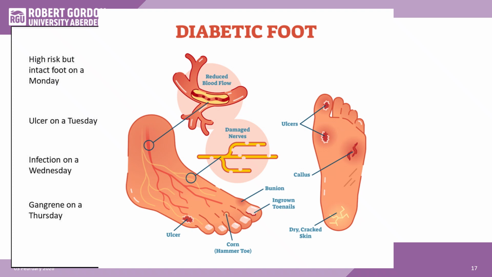So high risk, in fact, this potentially could occur very rapidly within a week, according to the slide. So if high risk but intact foot on the Monday, if they didn't check it daily, then on the Tuesday it could potentially develop into an ulcer. And because the ulcer is now open, because of reduced blood flow and damaged nerves, you get infection on Wednesday, sadly, and then potentially gangrene can occur on the Thursday. So this is just showing how progressive it can be. Probably doesn't occur this fast, but it's just the presentation that is used to educate patients on the importance of checking their feet every single day.